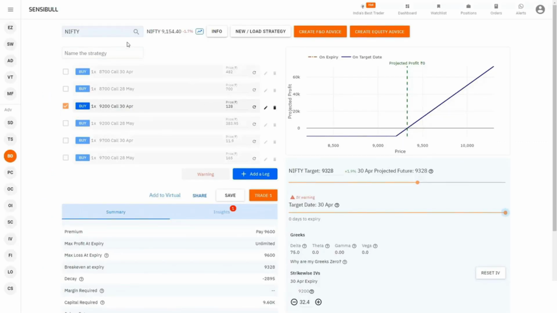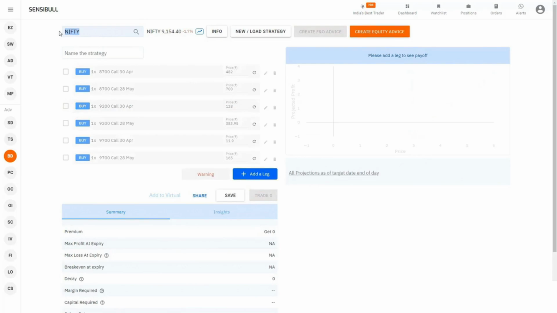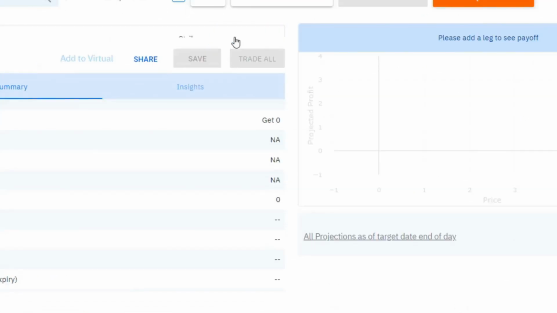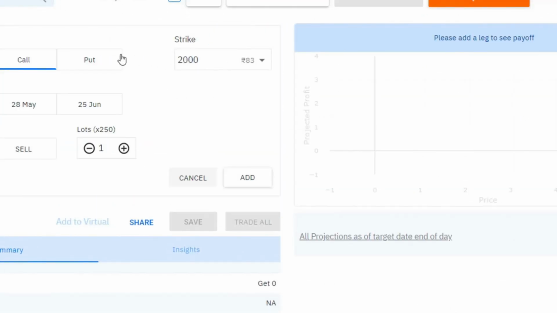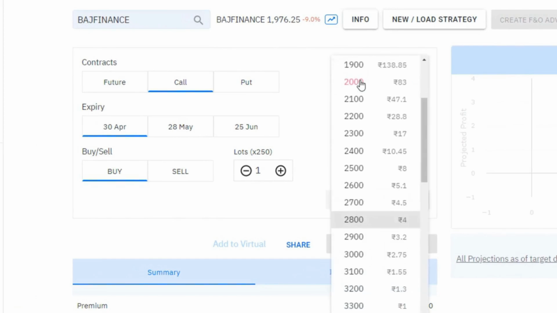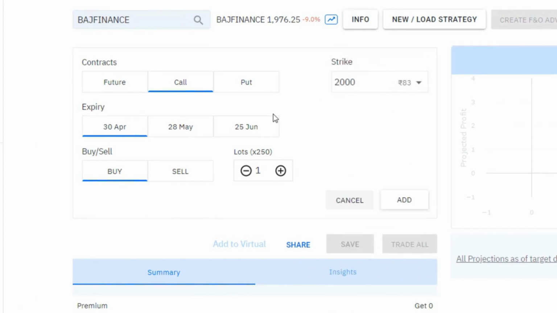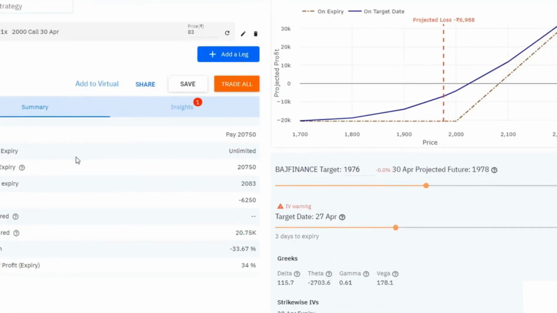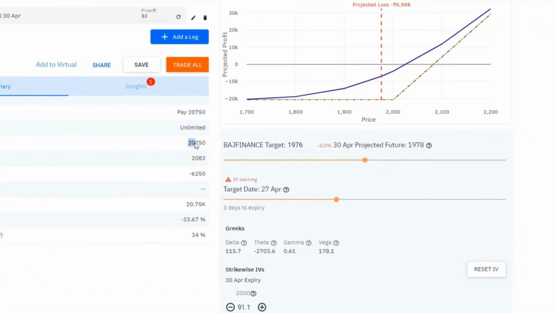So let me just take one example of that to illustrate that point. Let's take a stock which is doing badly. So let's look at some stock which has tanked quite a bit. Bajaj Finance is trading at 1976, and the at the money option of 2000, the closest strike, is trading at 83 rupees. This is a very high IV. So you can see that IV is at 91. We saw Nifty IV at 32. This is very high, which means that option price is going to be so much more expensive. You can see that here also, because this option is almost 2 times the Nifty ATM option.